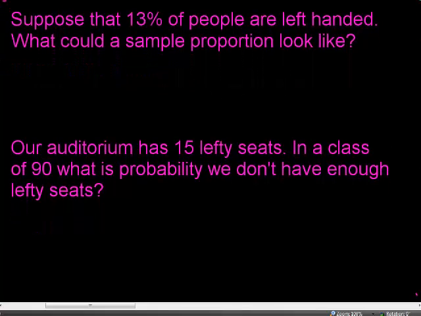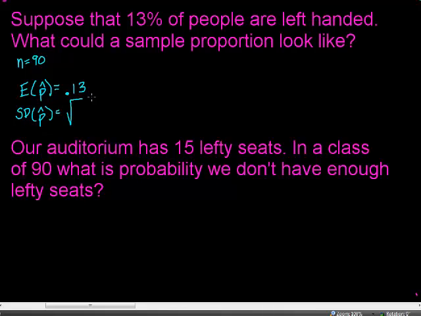All right, first off here we have, suppose that 13% of people are left-handed. What could a sample proportion look like? Well, if 13% of people are left-handed, and I look at a sample of 90 people, what do I expect that sample proportion to be? Why would I expect anything other than the truth? If 13% of people are left-handed, I certainly expect to see 13% left-handed. But I understand that my sample might deviate.